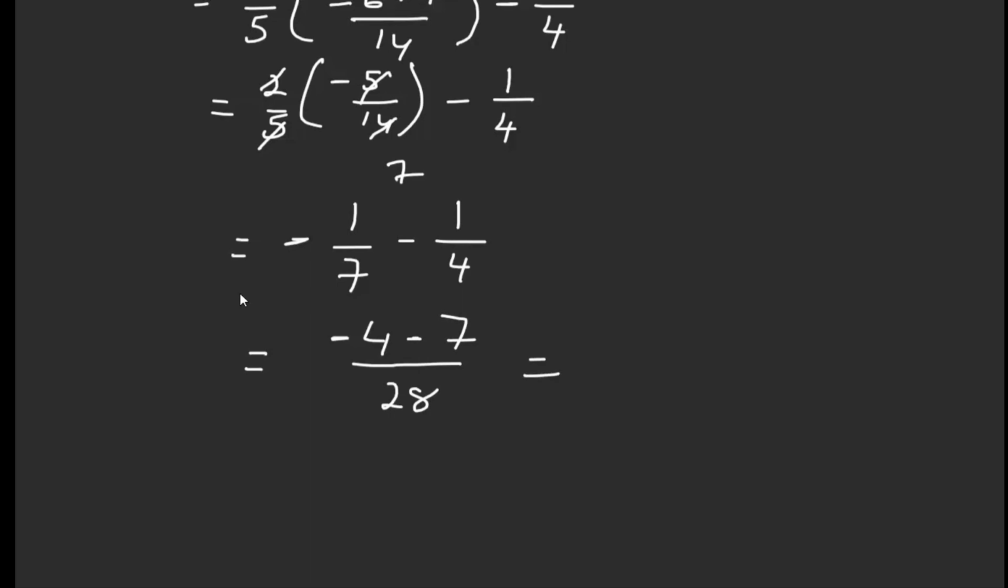So what do we get over here? Minus 4 and minus 7 is how much? Minus 11 divided by 28. So further you cannot simplify at all. So we retain the answer as it is. Answer is minus 11 by 28. Students, I think you have understood the concept and the second part of the first question.